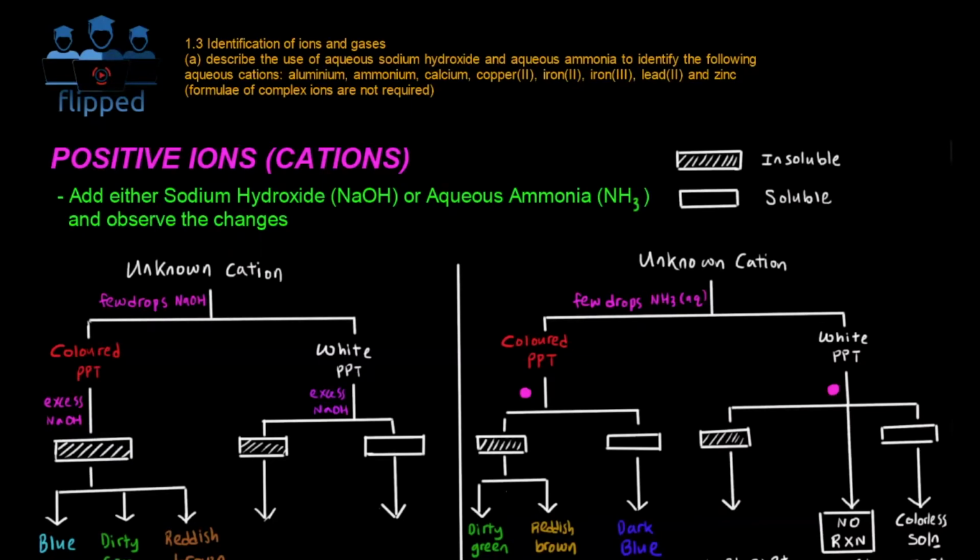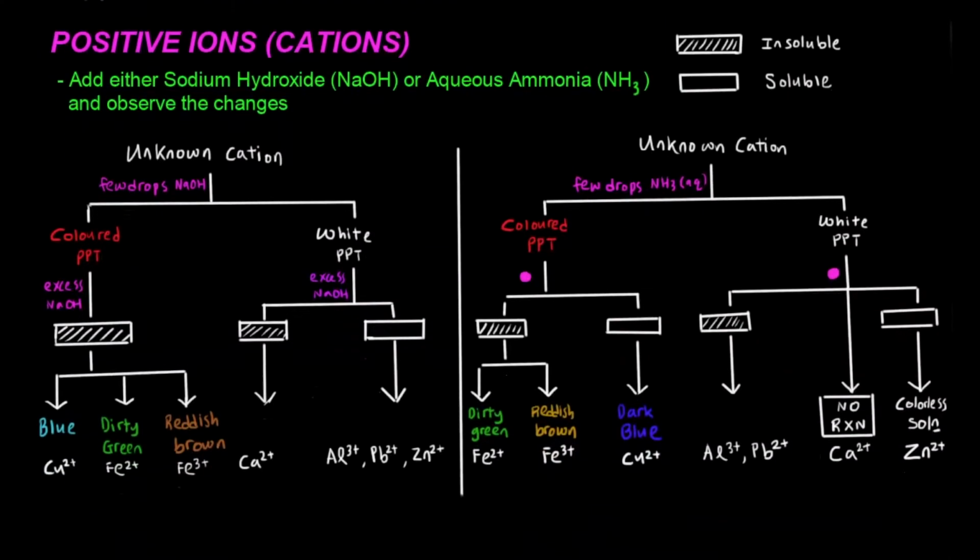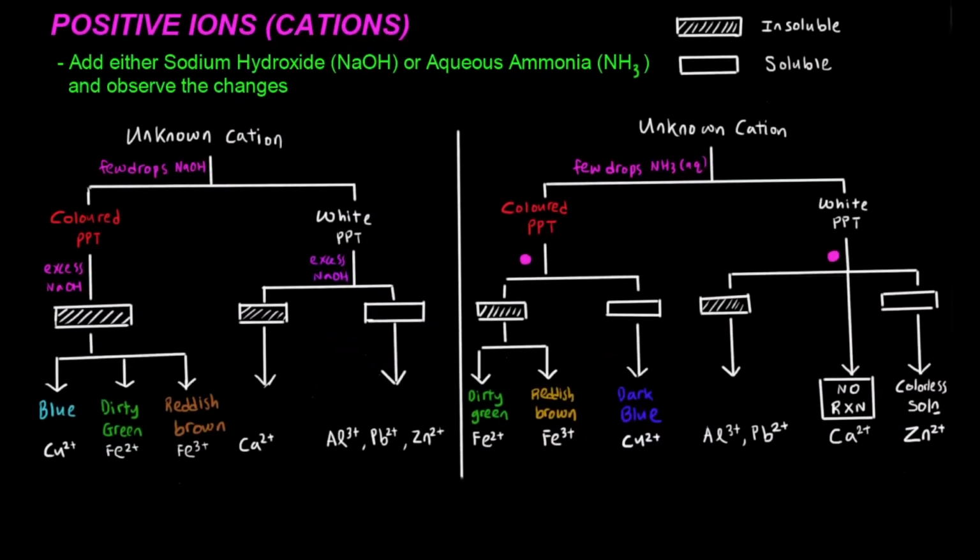Hello, welcome to Flipped. So today we will learn to identify positive ions, which are called cations. So let's begin. This is a mind map that I've drawn for you. It's a bit messy, but actually it's quite easy once I go through. Let's begin with the introduction.